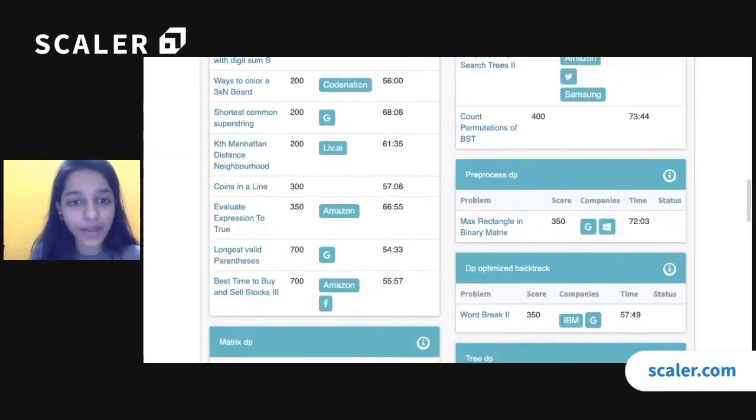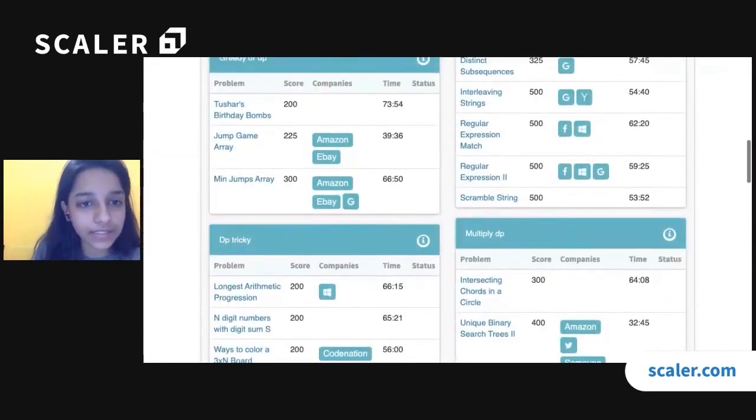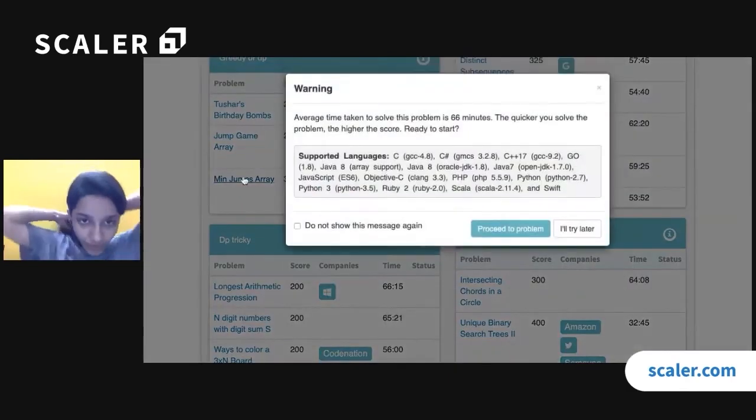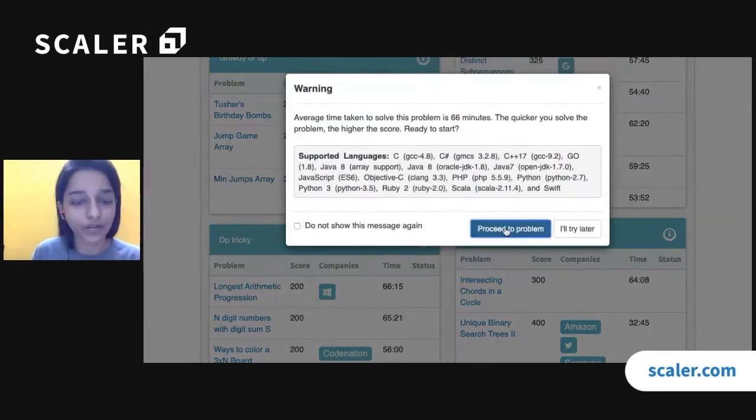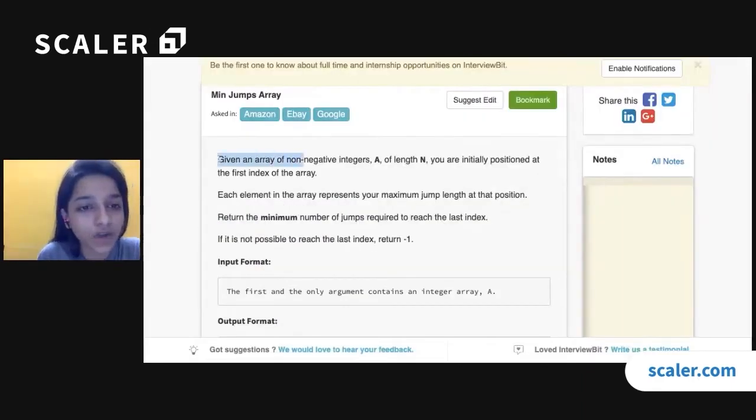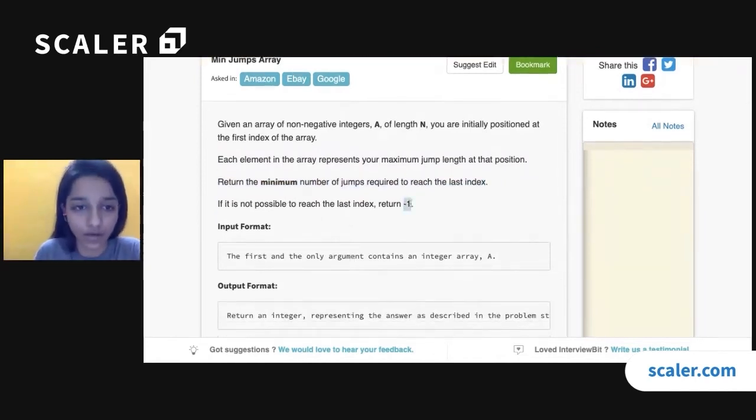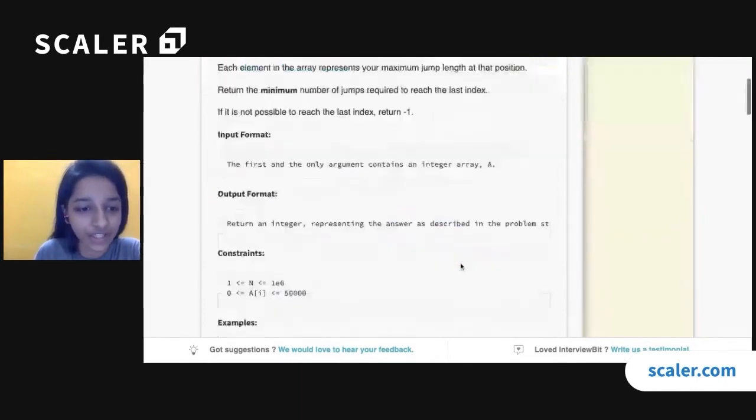So let's move on to the next question, and the next question is minimum jumps array. This is a very important question. Given an array of non-negative integers a of length n, you are initially positioned at the first index of the array. Each element in the array represents your maximum jump length at that position. Return the minimum number of jumps required to reach the last index. If it's not possible to reach the last index, then return -1. The first and the only argument that we have here is the integer array a.